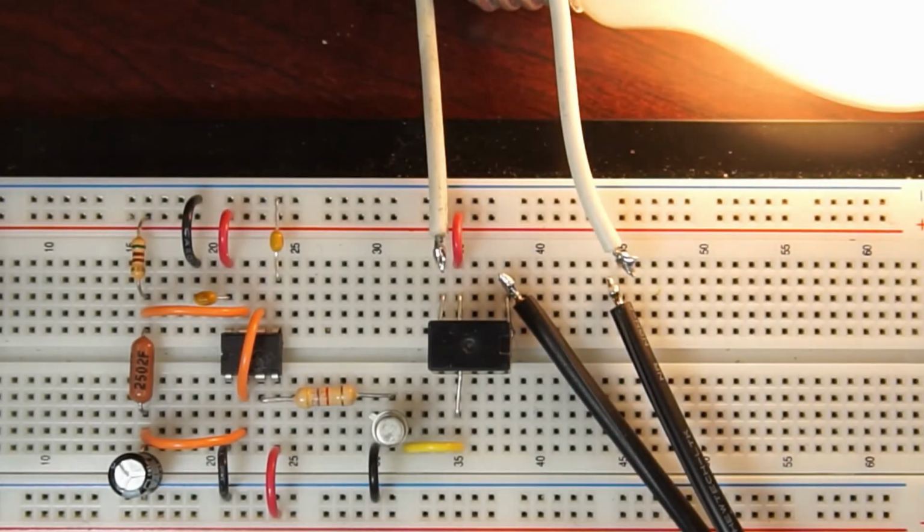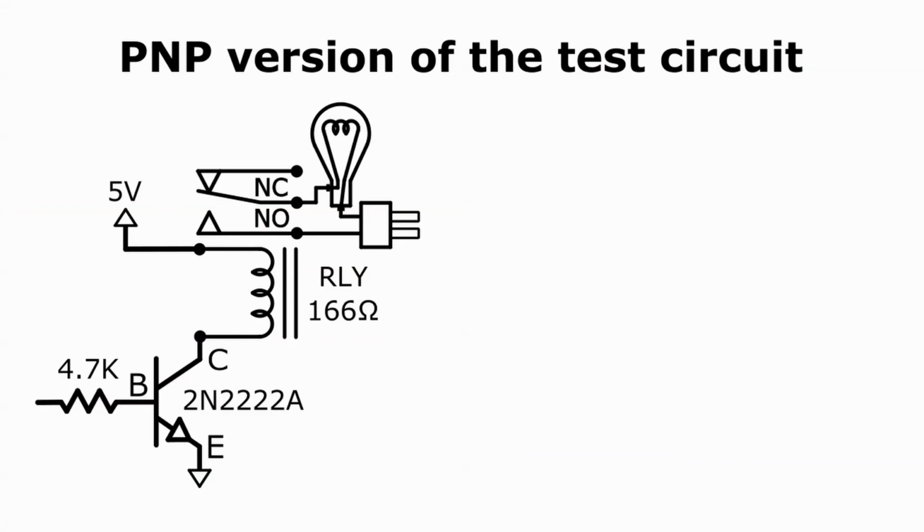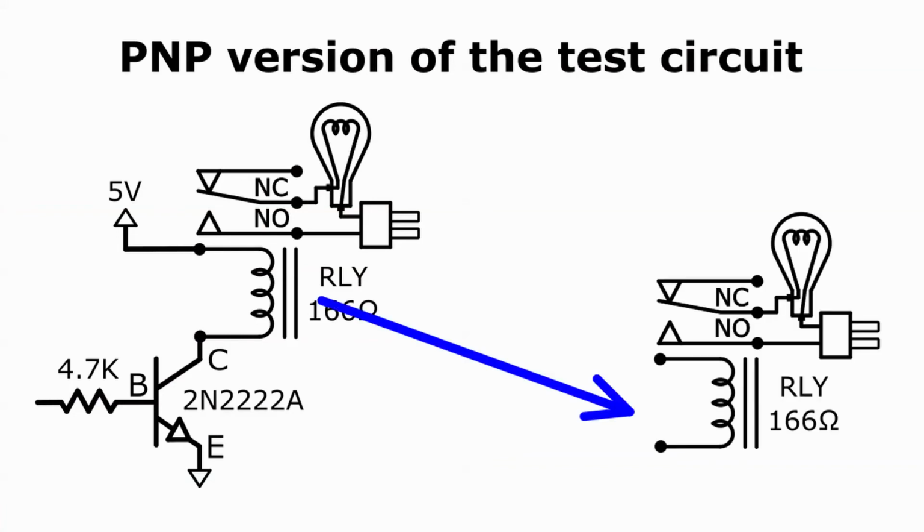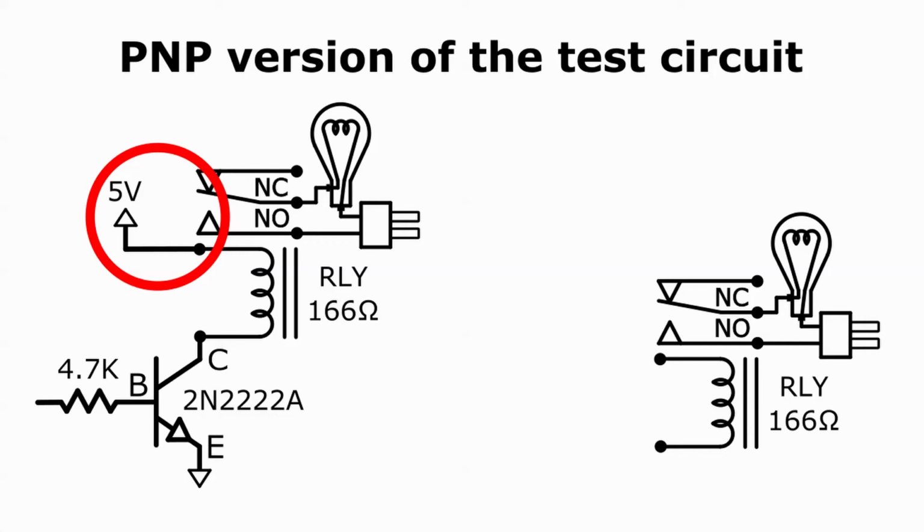Good, that's all. Let's rig up a PNP version of the light flashing circuit. We'll move the relay and the load circuit from the top of the schematic to the bottom. In the NPN version, the top of the relay's coil is connected to the positive 5-volt supply. In the PNP version, the bottom of the relay's coil will be connected to ground.